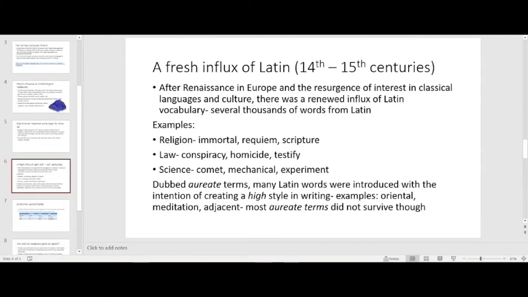Latin was also used to create a high style in writing we call these aureate terms. Some examples of these are aureate, meditation and adjacent. People use these words to elevate themselves from the uneducated masses.